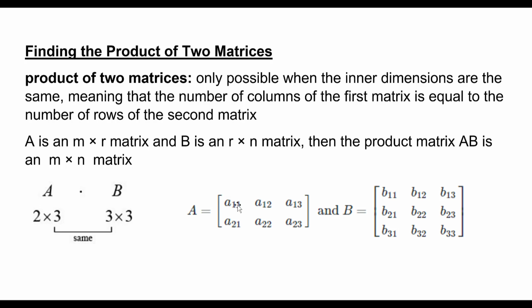So A is 2 rows, 3 columns. B is 3 rows, 3 columns. So these two had to be the same. Those are the inner dimensions. So this will be a 2 by 3 matrix in the end.